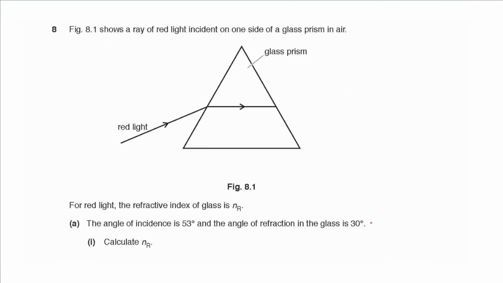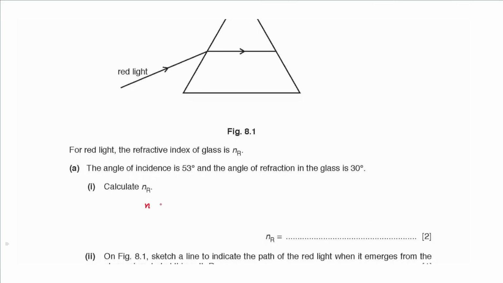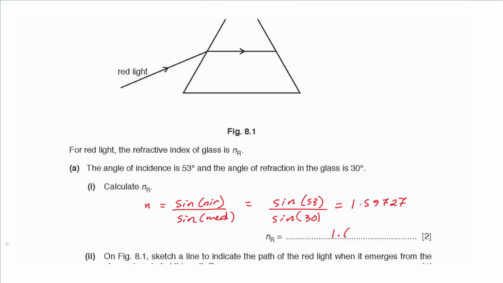Question 8 says figure 8.1 shows a ray of red light incident on one side of a glass prism in air. For red light, the refractive index of glass is nr, the angle of incidence is 53 degrees and the angle of refraction in the glass is 30 degrees. Calculate nr, which is the refractive index. It is equal to sine the angle in air divided by sine the angle in the medium. So we divide sine 53 over sine 30. That gives an answer of 1.59727, which we can approximate to 1.6, and the refractive index has no units because it is a ratio.